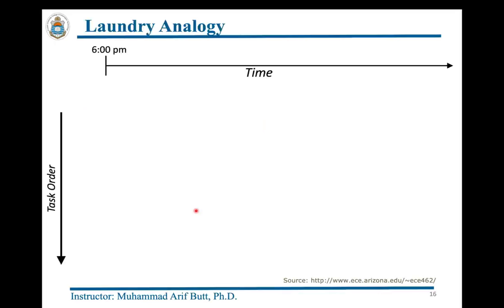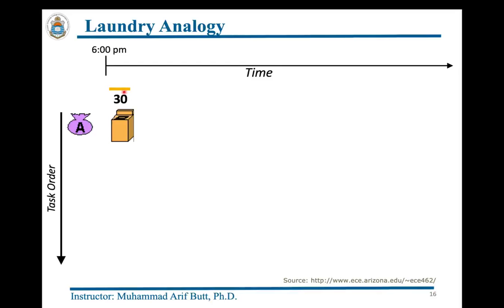Let me describe the concept of pipelining by giving you an illustration of a laundry system. Over here on the x-axis we have the time progressing from left to right, and over here on the y-axis we have the laundry orders. Suppose we have some clothes to wash. Let it be task A, and also assume that we start this task at time 6 p.m.